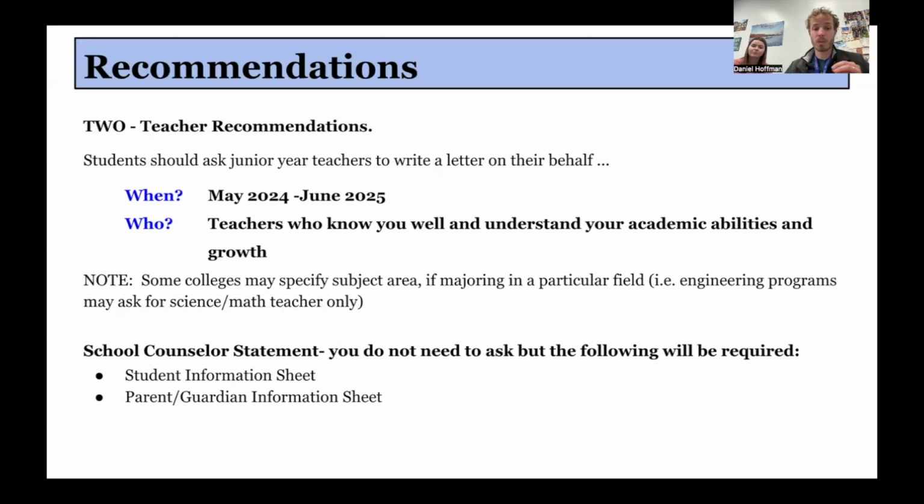Your school counselor will provide a statement. You don't need to request one. However, there are some really key things that will help your counselor and your teachers write really strong recommendations. That's a student information sheet, which we'll provide towards the end of junior year, where you highlight some of the things that you want your school counselor to speak to. And then a parent guardian information sheet. Parents and guardians will have the opportunity to fill out a sheet and highlight some of the key moments of growth for students, some of the things that they think are really great and they've observed in other spaces, so we can highlight that as well.